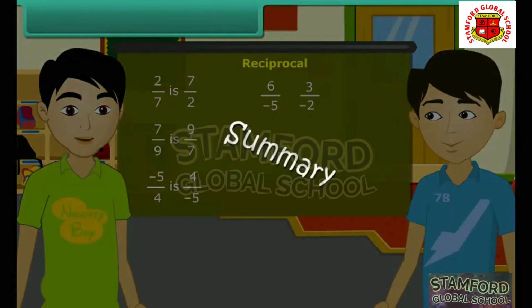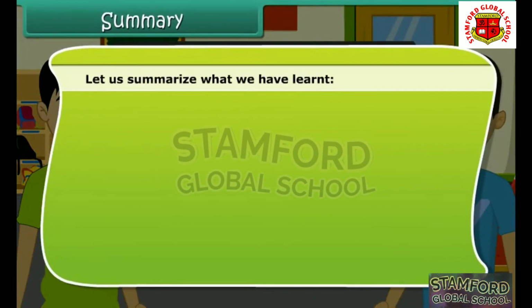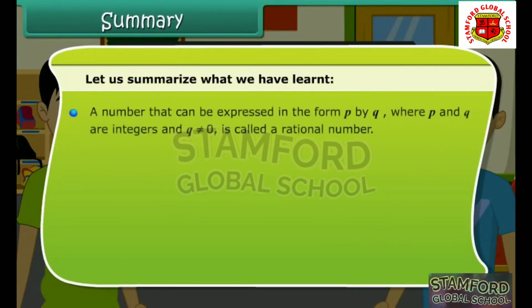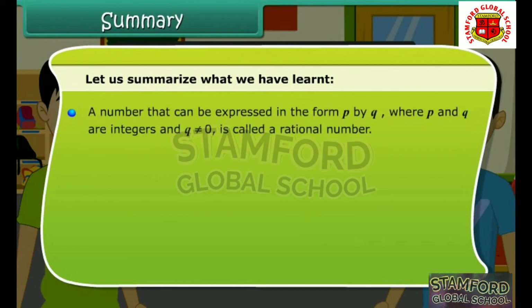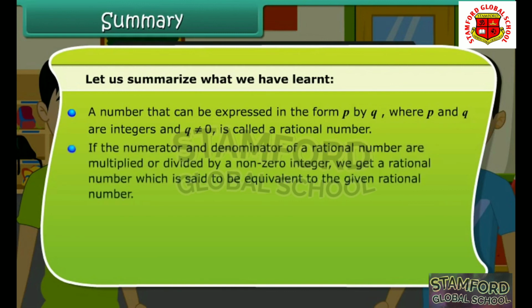Summary. Let us summarize what we have learned. A number that can be expressed in the form p by q, where p and q are integers and q is not equal to 0, is called a rational number. If the numerator and denominator of a rational number are multiplied or divided by a non-zero integer, we get a rational number which is said to be equivalent to the given rational number.